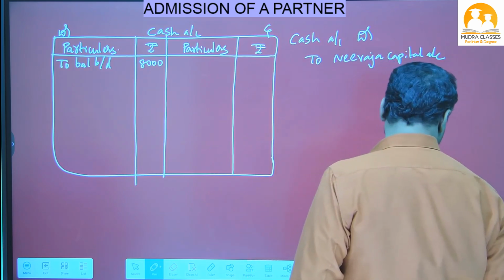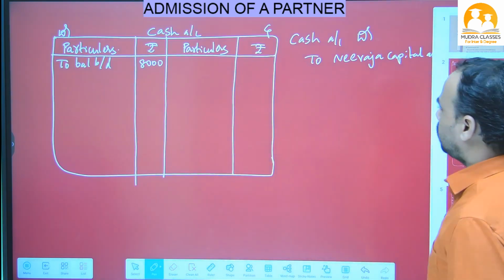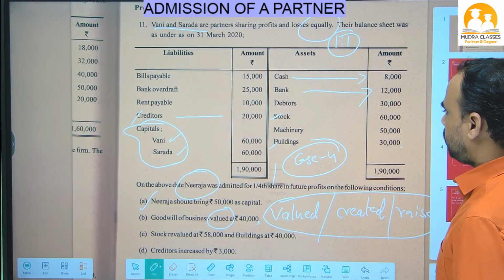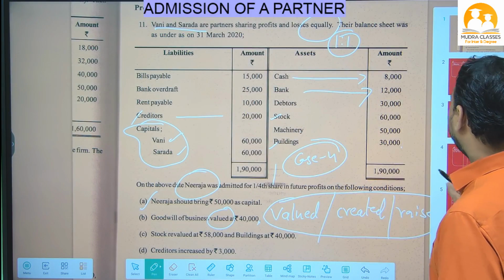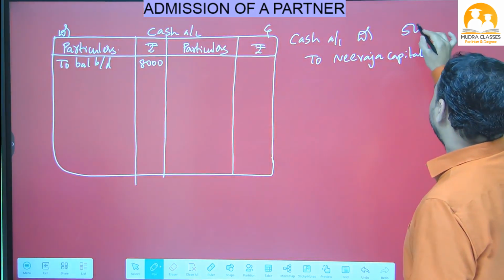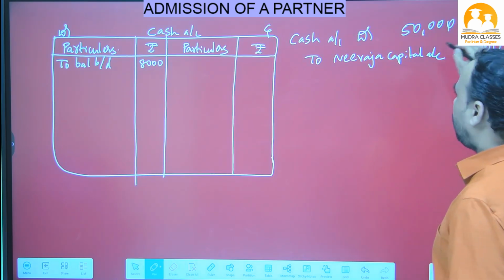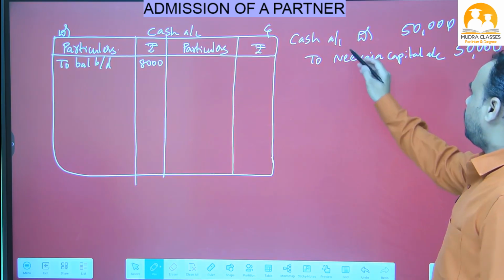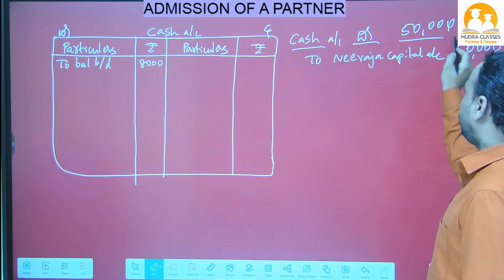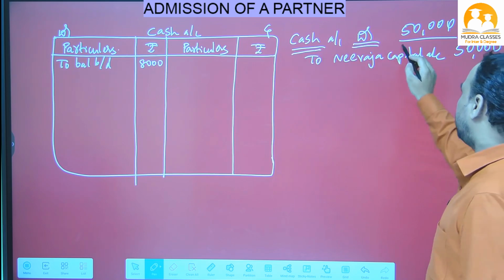How much capital did she bring? Neeraja brought 50,000 as capital. So write down both sides here, 50,000 on the debit side and 50,000 on the credit side. Okay, now how to write the journal entry, that is important. Write in cash account, debit side, 50,000.